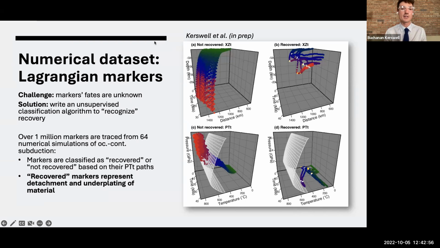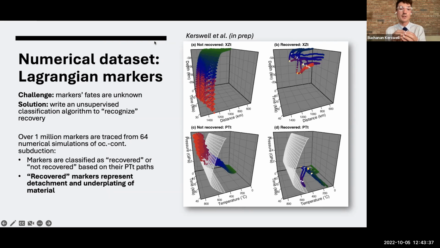So on the right, here's kind of what it looks like. On both of the top plots, we're seeing a distance, depth, time domain. So this is following the markers as they go down into a subduction zone. The top left plot is showing all the markers that are getting successfully subducted. So they're just cascading all the way down to the bottom of the model. And the top right plot is showing not the PT paths, but the actual paths in space and in time that the markers take.